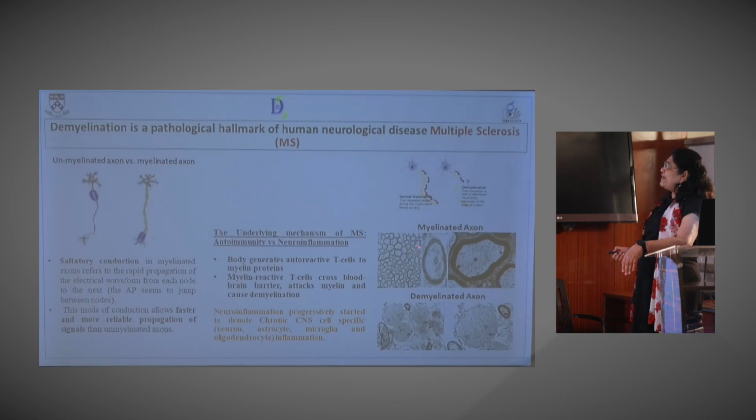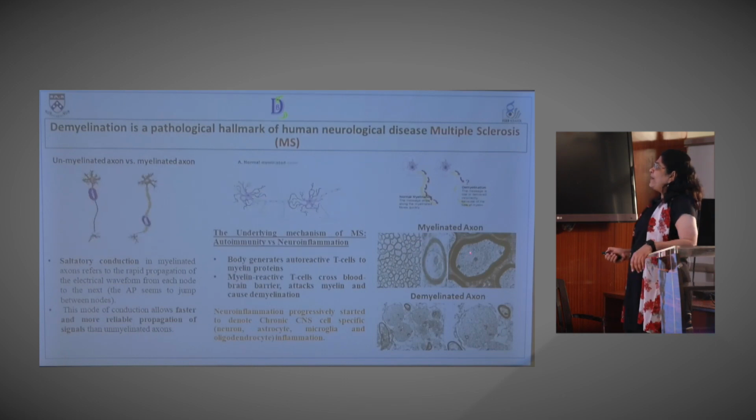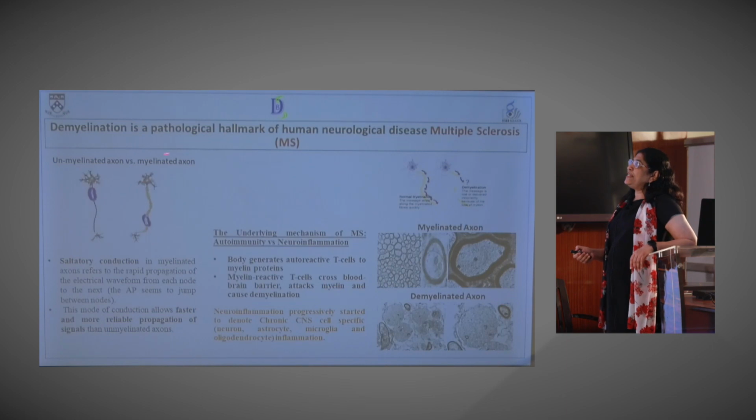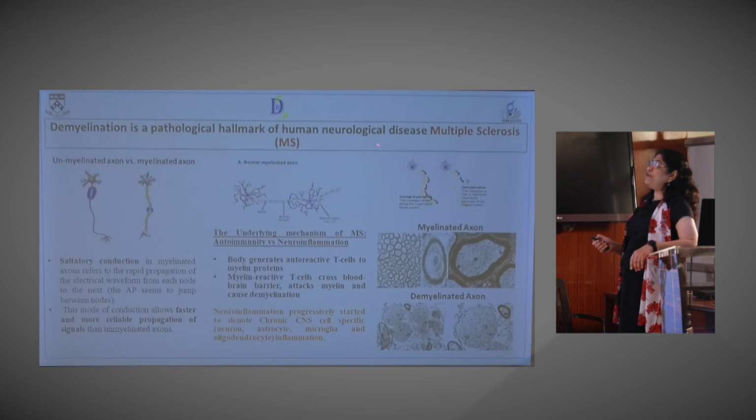You can see here the myelinated nerve fiber, and the intact myelinated nerve fiber looks like that. This is the axoplasm, surrounded by the concentric rings. But in some diseases there is a lack of this concentric myelin sheath, which is called hypomyelination, or if there is a complete removal, that is called demyelination. So demyelination is a pathological hallmark of the human neurological disease multiple sclerosis.